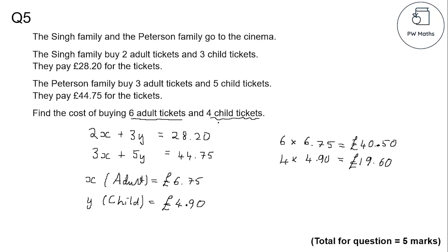The question says, what's the cost of buying 6 adult and 4 child tickets? So let's just add these two up. £40.50 plus £19.60, giving me an answer of £60.10.